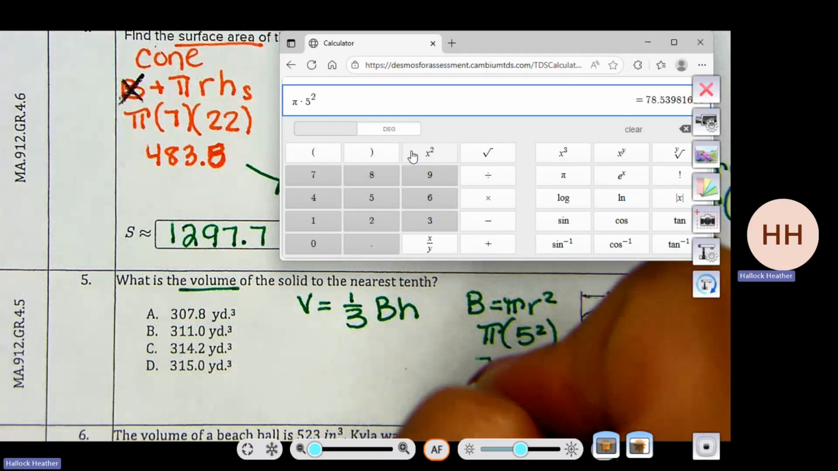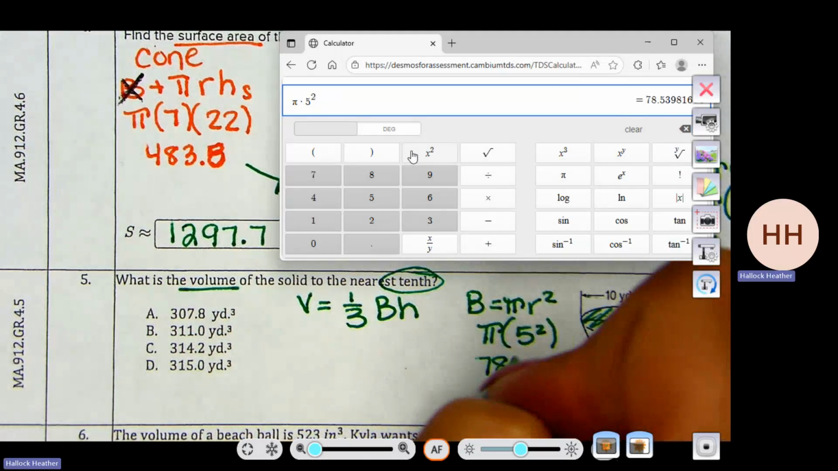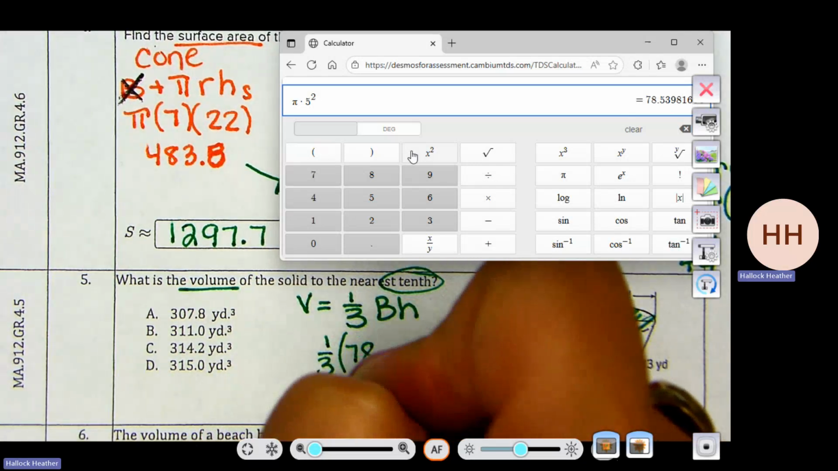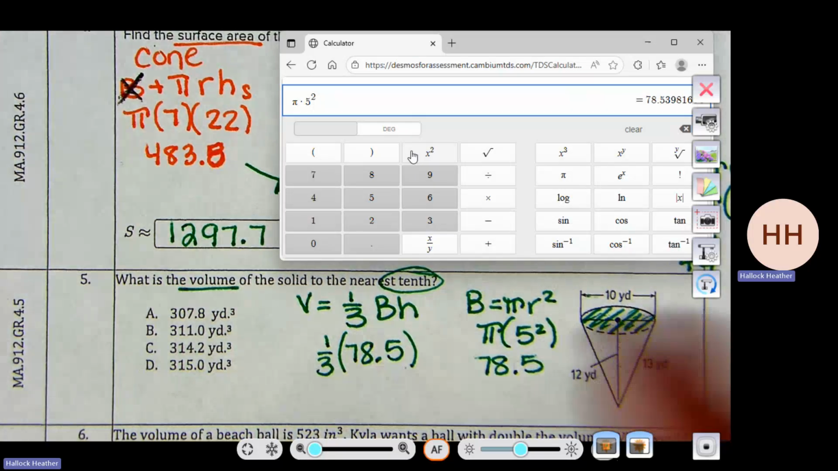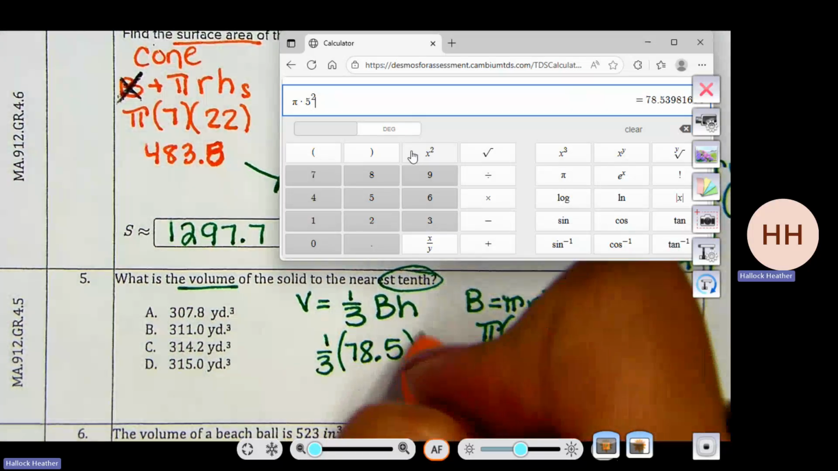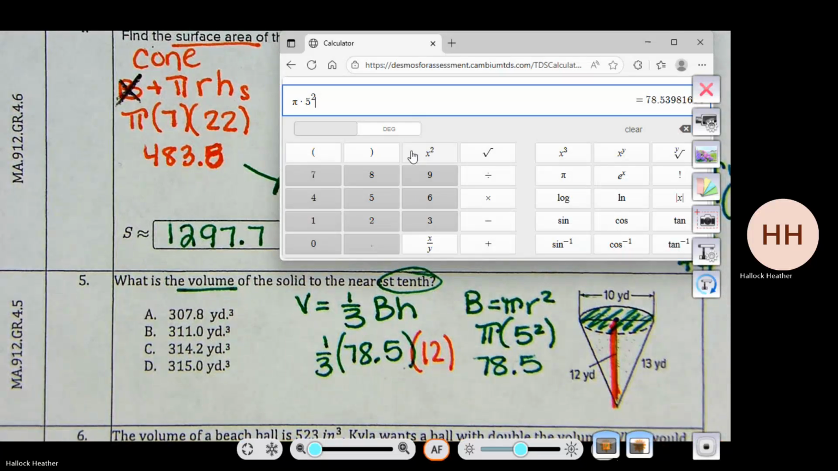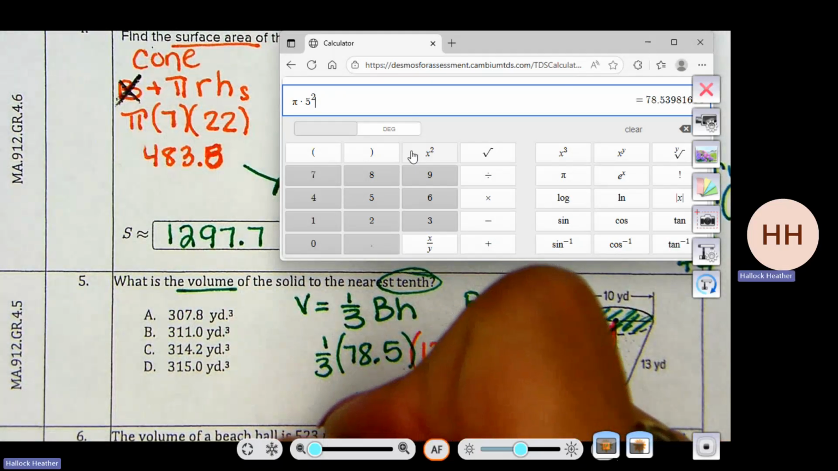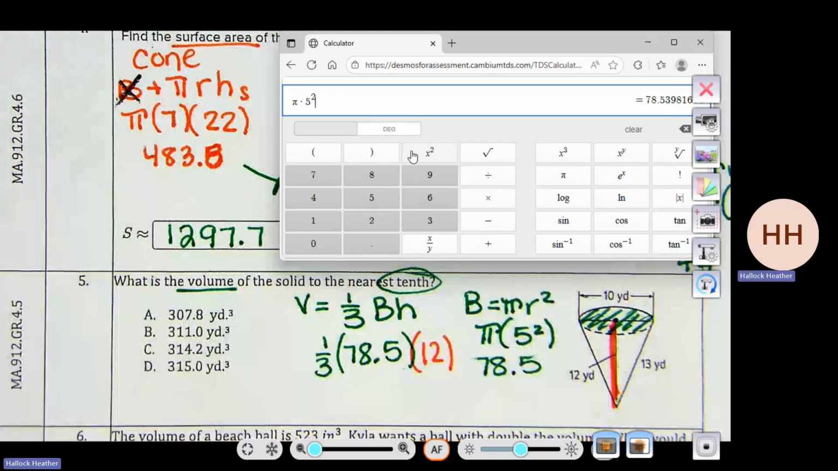Five to the power of 2 is 78.5, rounding to the nearest tenth. I'm going to plug that in, 78.5 times the height. Now they give us two heights. We're using regular H, so just 12. So times 12 and then times 1/3. That's what we're supposed to do.